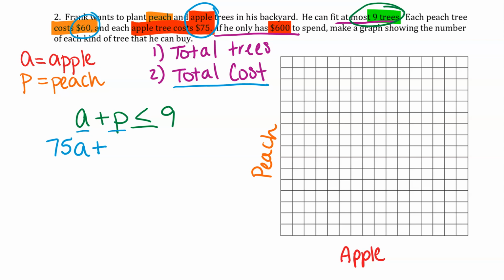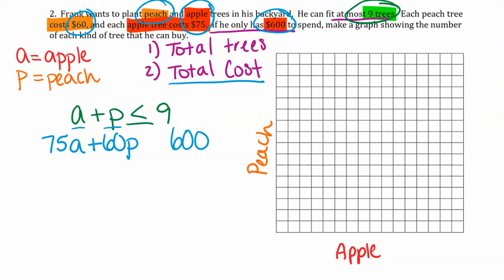Plus 60 for the peach trees, so 60P. And then I only have $600. So I am not going to want to spend more than $600. I'm going to be in trouble because that's my budget. So we need another less than or equal to sign in there. All right, so those are my 2 equations.